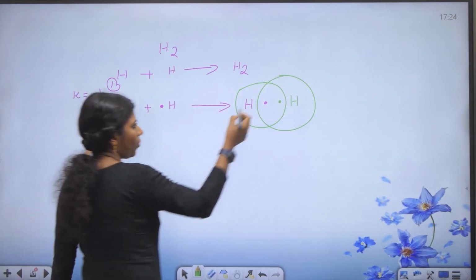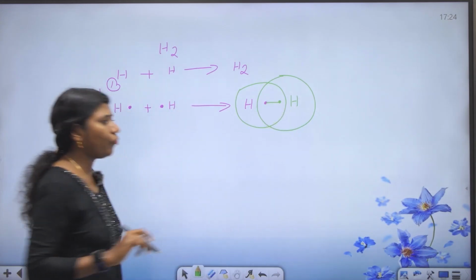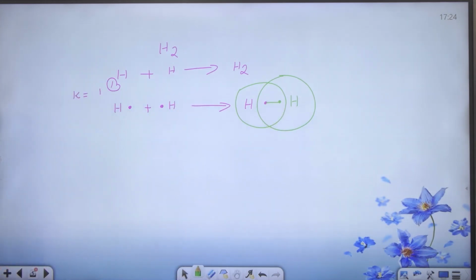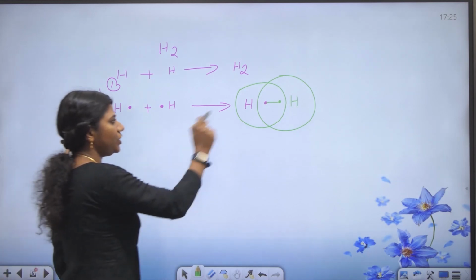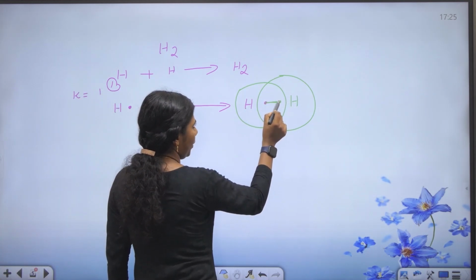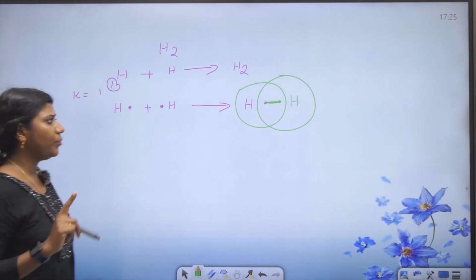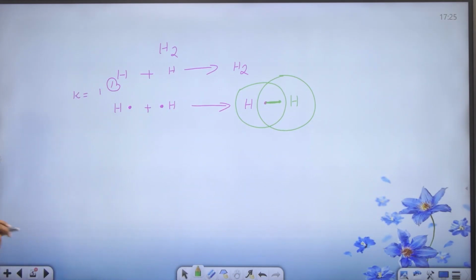Two hydrogen atoms share a pair of electrons, that means 2 electrons, to form a hydrogen molecule. So the bond between two hydrogen atoms is a single bond. The number of bonds between two hydrogen atoms is 1.